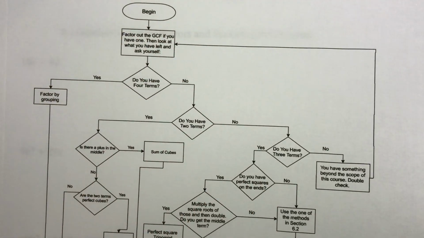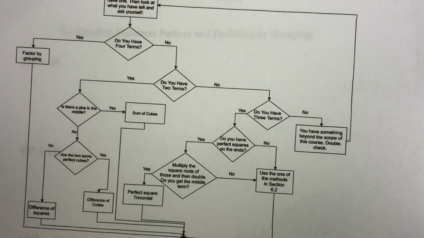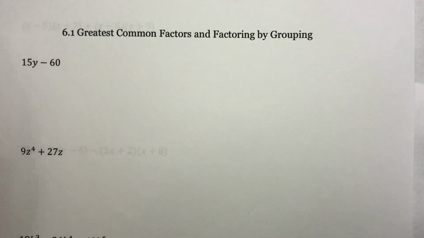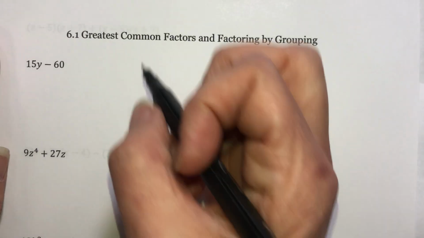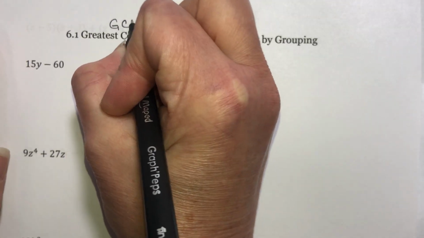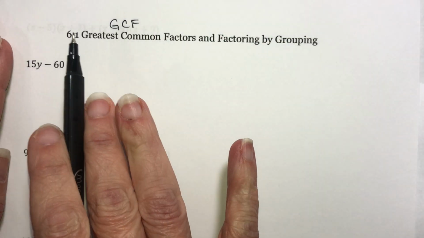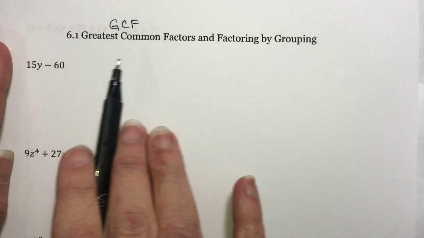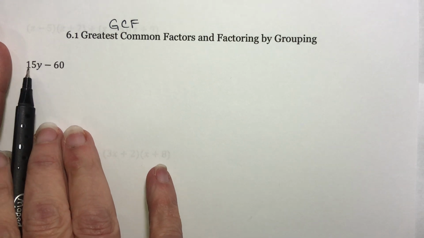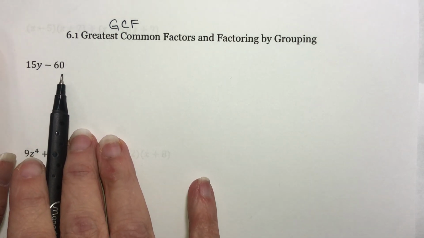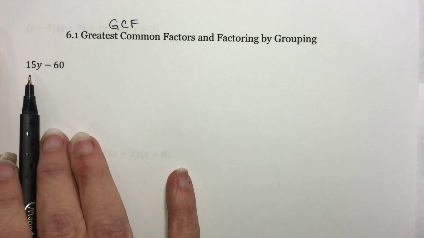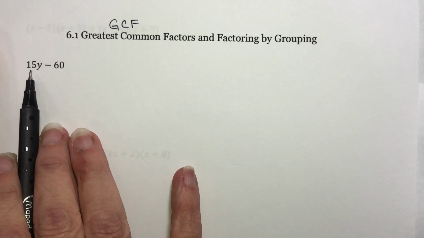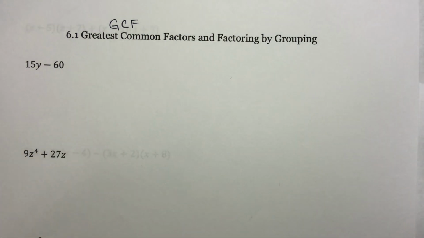So this will help you talk your way through how to factor, and it's not nearly as complicated as it looks right here, okay? The first thing we want to talk about is the greatest common factor, which we often call the GCF. And this is the largest thing that divides evenly into every single term we have. So if we're looking at 15y minus 60, we want to rewrite this as a multiplication problem, okay? And we want to find the largest thing that divides evenly into 15y and also 60.